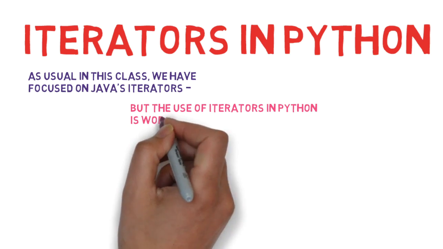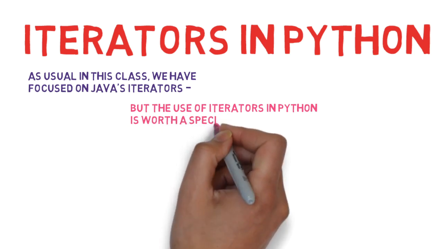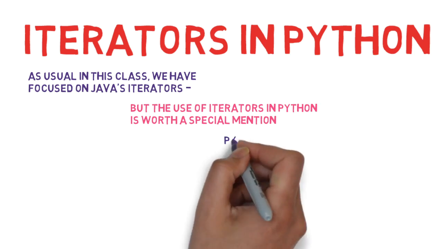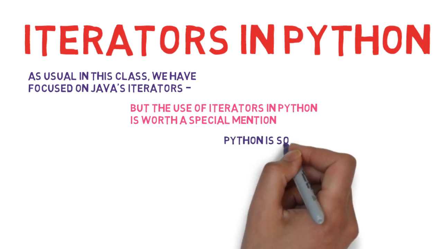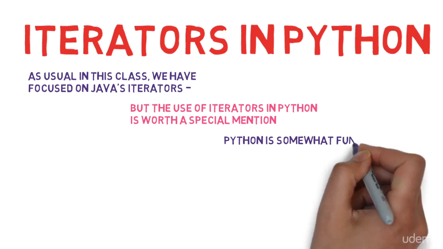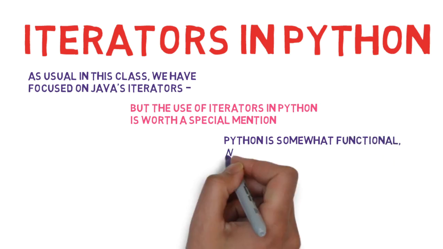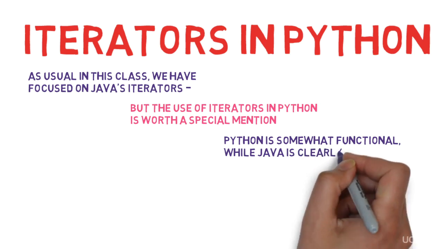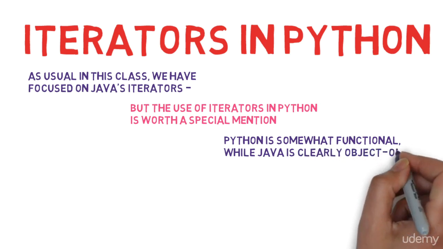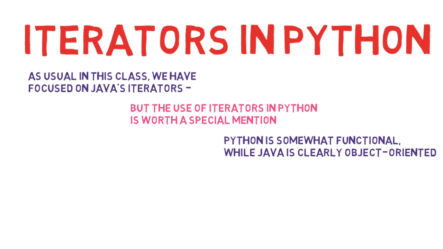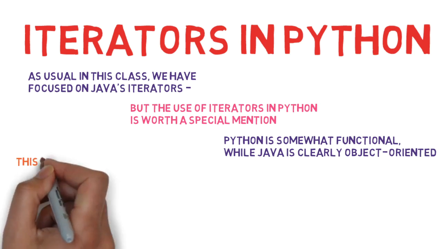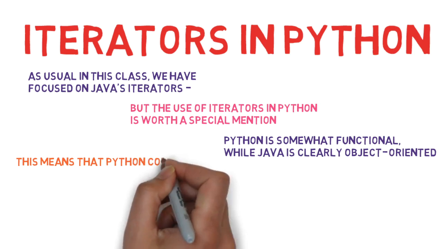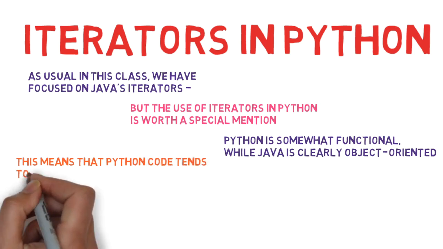Let's take the case of iterators in Python. It's worth a special mention. We won't dwell too long or too deeply on iterators in Python. However, since Python fundamentally works in different ways from Java, it's somewhat functional while Java is purely object-oriented. Java does have its functional aspects in terms of lambdas, but it's kind of an afterthought which has been built later. Python is somewhat functional to start with.